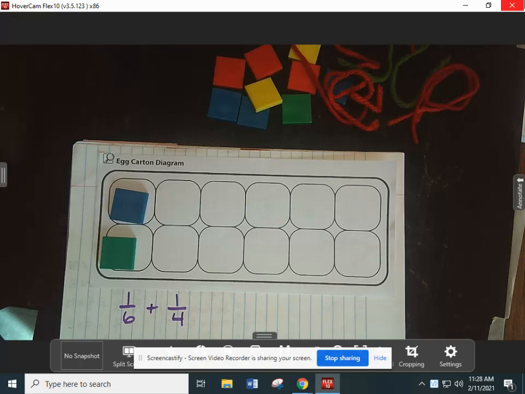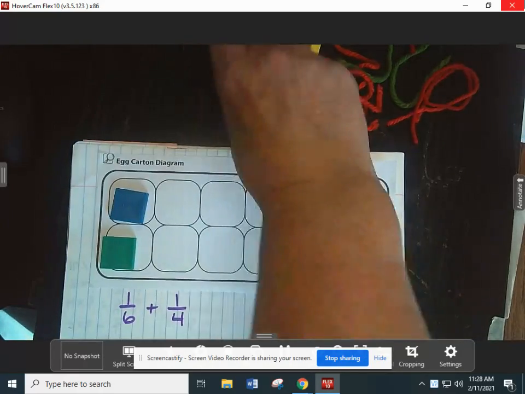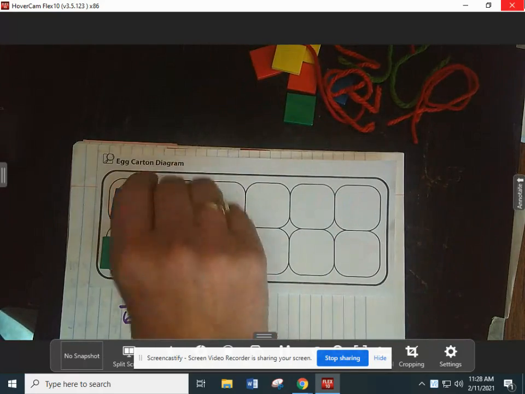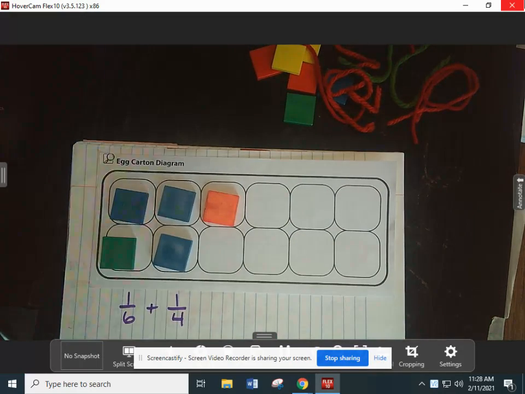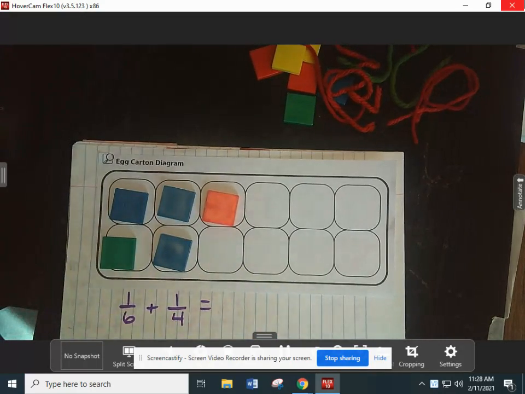Let's put 3 more. Okay, Tucker says I have to put 3 more on there. Why is it 3 more? Because 1/4 equals 3 eggs. 3/12. 1/4 is the same as having 3 eggs. Now what do you do with this fraction? You write the first one. What kind of an answer do I get? What is our new fraction?